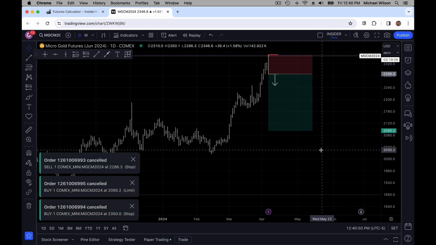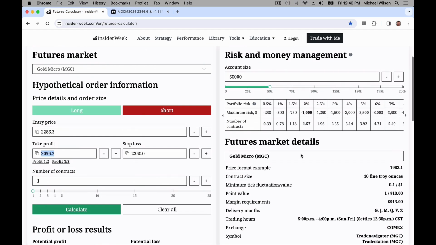I hope this helps you. And again, remember, the most important thing in trading is your risk and money management. So please pay careful attention to that. Please use this calculator and it will help you stay out of trouble with your trading.